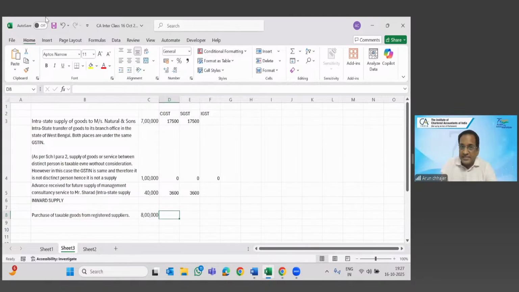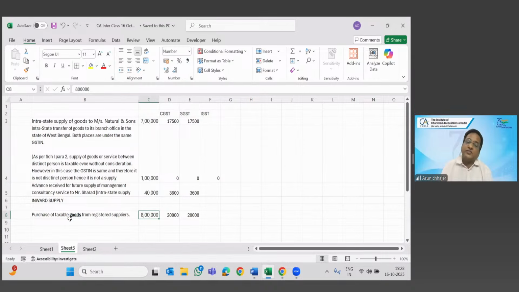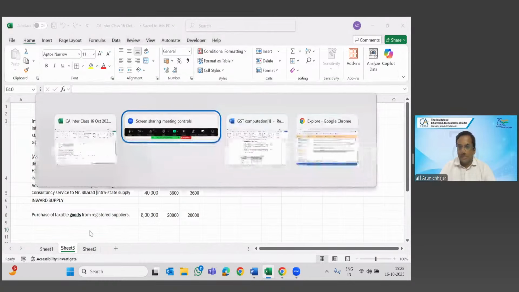एक बार मुझे बताएं CGST का कितना अमाउंट आएगा? मेरा तो 72 आ रहा है. Shouldn't it be 72,000? No, because it is goods, therefore it is 2.5% CGST, 2.5% SGST. Absolutely.